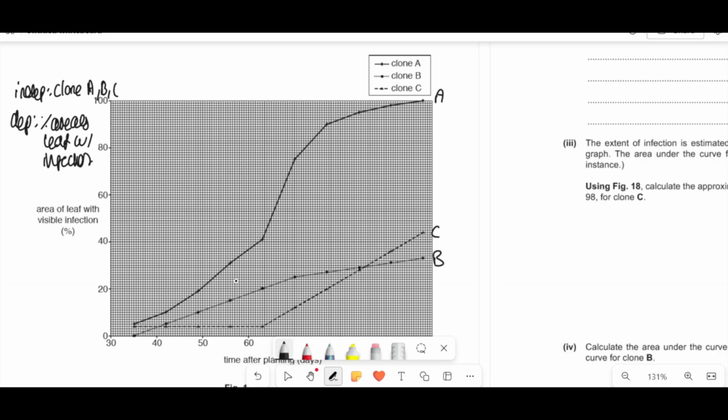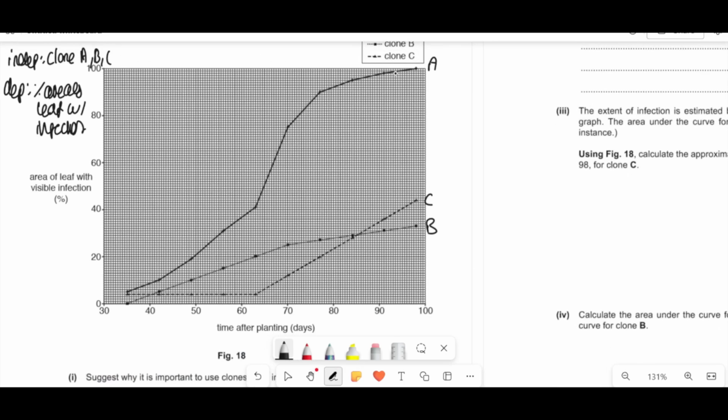There we go. So if we have a look at A, number 1, compare one by one, then with each other, and then everything else, right? So time after planting, days, area with infection, clone A had a not great time. It was kind of going up, and then shoots up, and it actually had the most at the end. In fact, nearly all of the area of the leaf was infected.